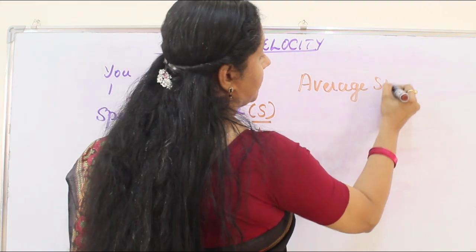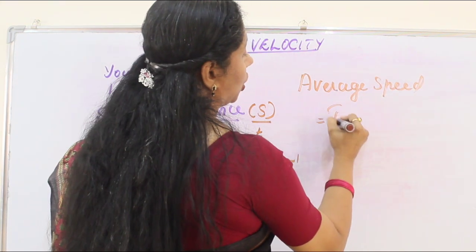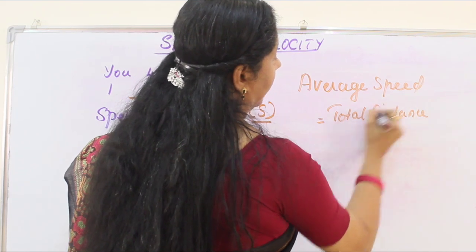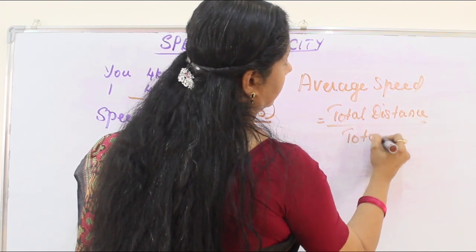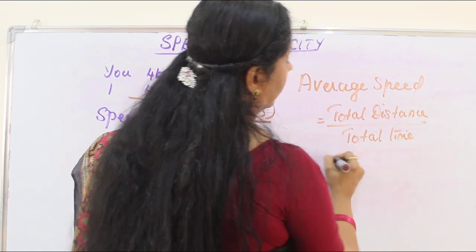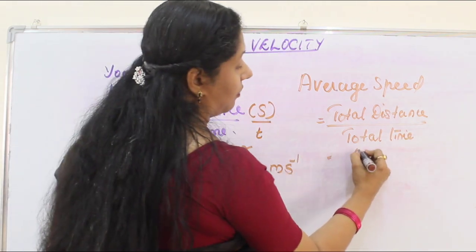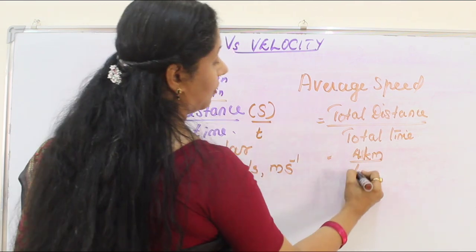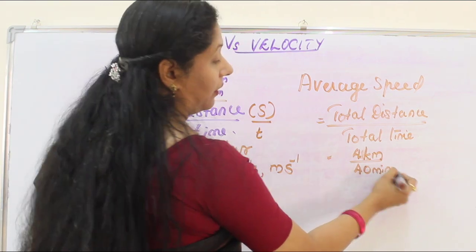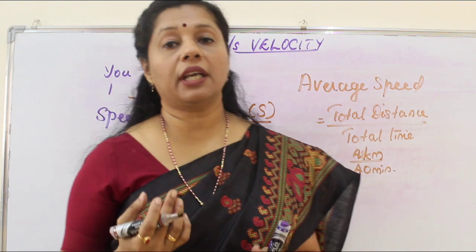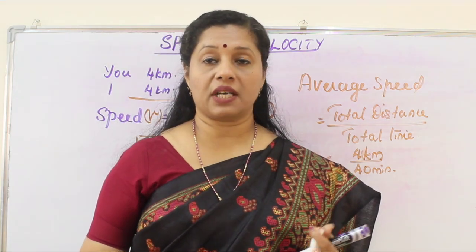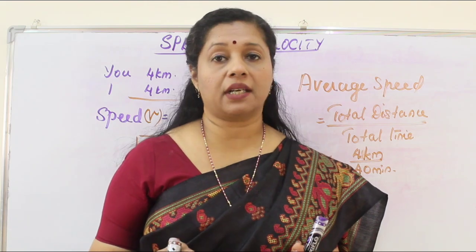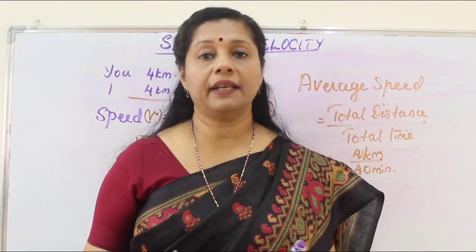So average speed is nothing but total distance covered by total time. So here total distance covered is 4 kilometers. And how much time I took? 40 minutes I took. So here we are not talking about how much I covered or how fast I walked, this distance how much I walked, the other distance how much I walked, nothing we are considering. Total distance covered by total time.